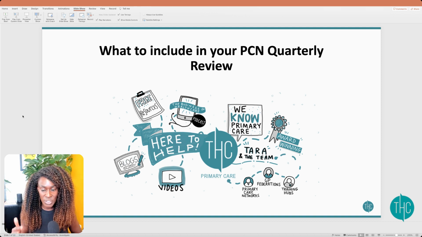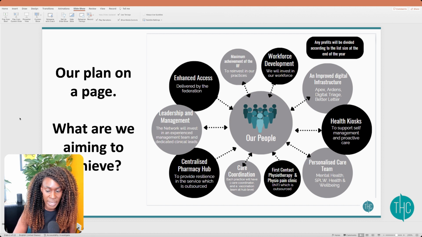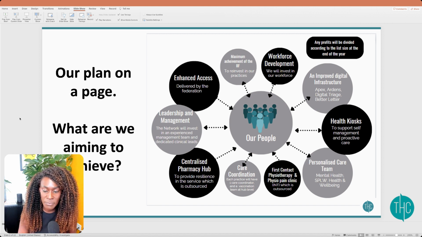So I like to work to a plan on a page as a kind of North Star. This is what we're working towards over the next financial year. In this PCN, what we agreed was we wanted to strive for maximum achievement of the Impact and Investment Fund. The money would be reinvested back into practices based on the practice achievement, unless PCN staff delivered certain indicators, and then it would be done on fair shares.